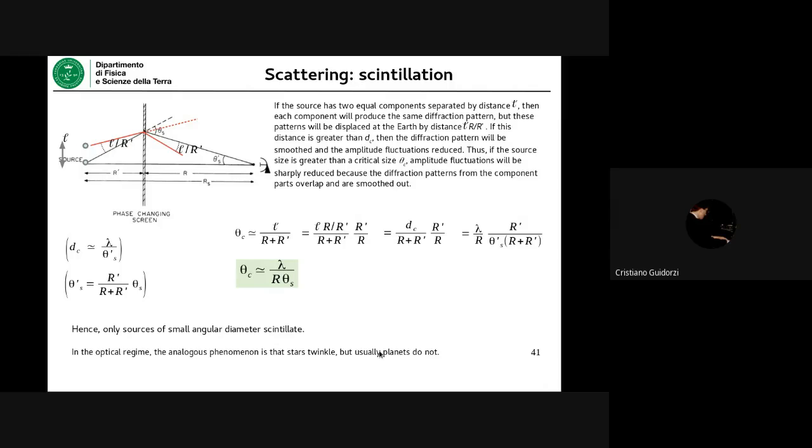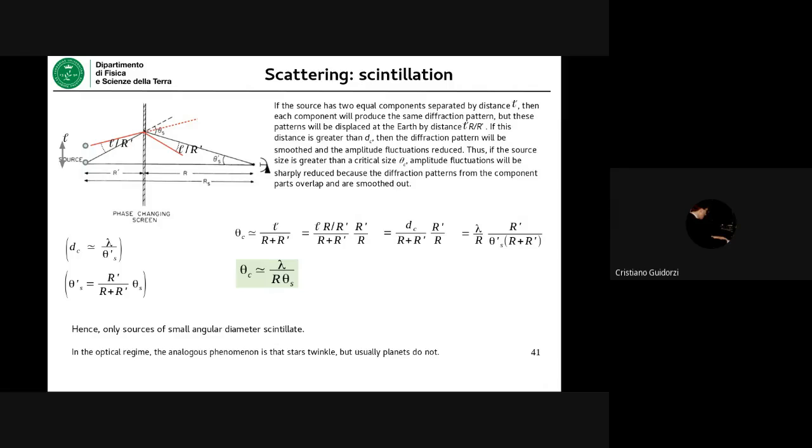While you know very well that planets do not twinkle as much as stars do, because the angular size of planets is comparable or even larger than the critical size. So the scintillating effect is much more suppressed. That's why you see a much more stable, much steadier flux in the case of planets, because they are extended sources, and so their angular size is comparable or even larger than theta c. So that's exactly the same effect.